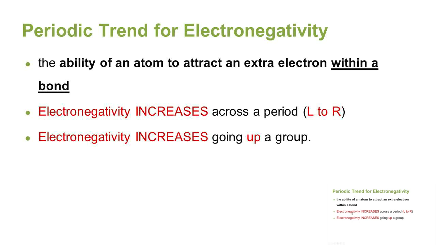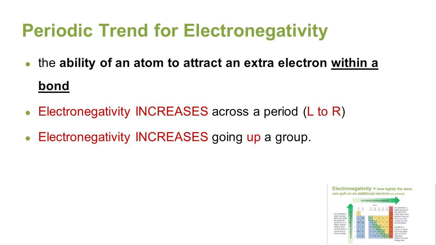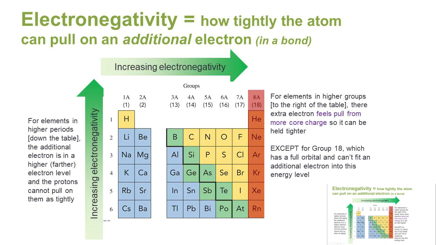And it does the very same thing. It increases going across a period from left to right, and it increases going up a group from bottom to top. So I see that it's going this way. I will say that we notice that the noble gases are redded out. That is because you can't fit an additional electron into this energy level, so it doesn't bond. So really fluorine is going to be my highest electronegativity element.